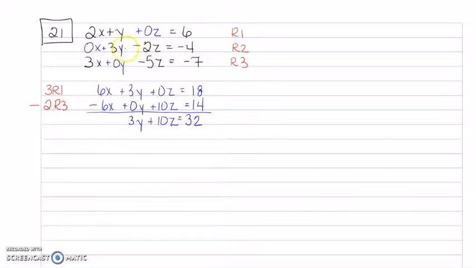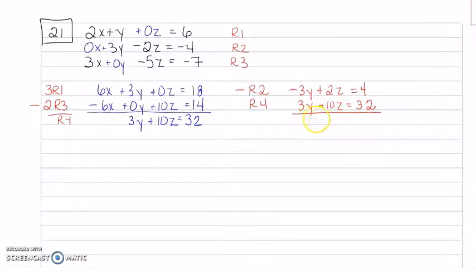If I look back at my original system, row 2 here already has just y and z, so x is eliminated. So I'm going to take row 2, and the coefficient is 3 there on y. The coefficient is 3 on y in row 4. So I'm going to subtract row 2 from row 4. So I'm going to get negative 3y plus 2z equals 4, and then add that to the equation I just found. And when I combine those, y is eliminated. Now I get 12z equals 36, so z is 3.